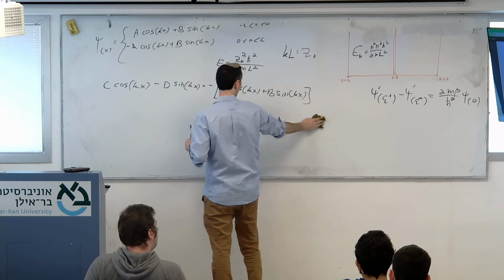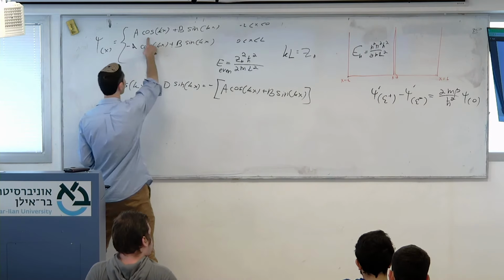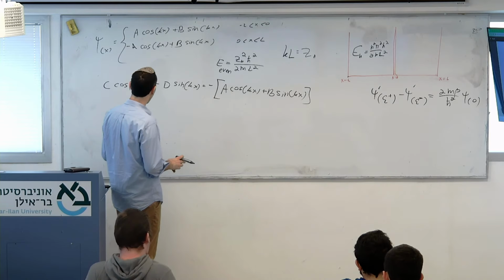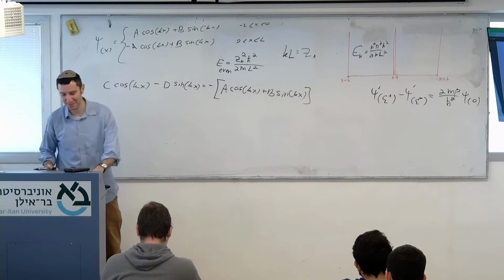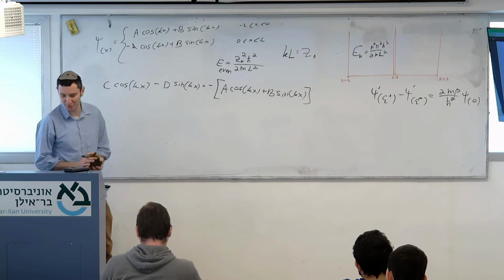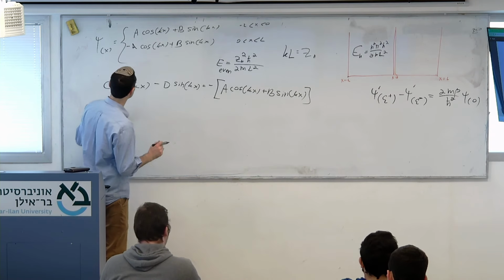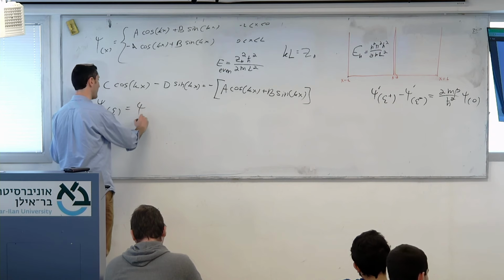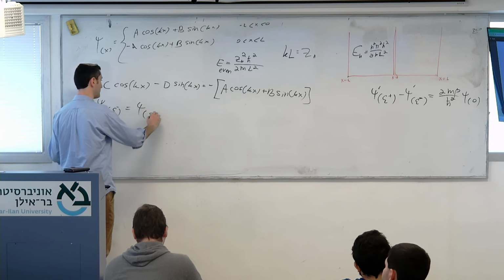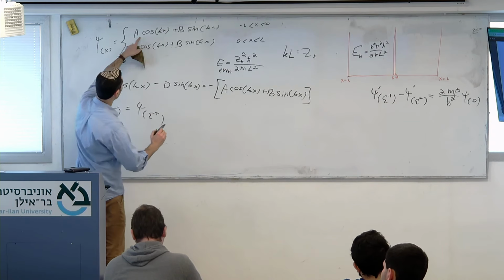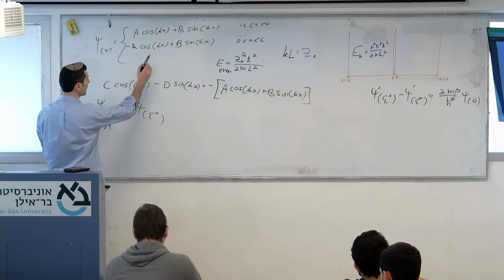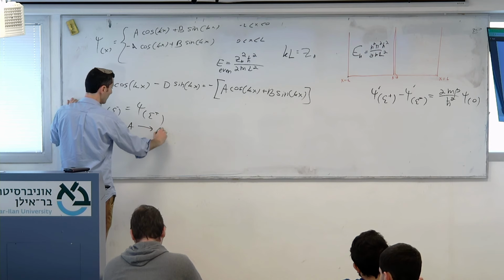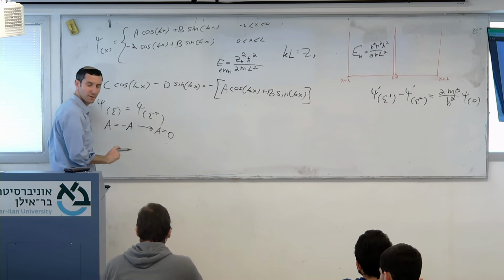Okay, so now I want to show what happens to the boundary condition. And apparently the easiest way to show it is to show the continuity at x equals 0. Psi of epsilon minus must equal psi of epsilon plus. Therefore A equals minus A, which means that A must be 0. Was this clear?